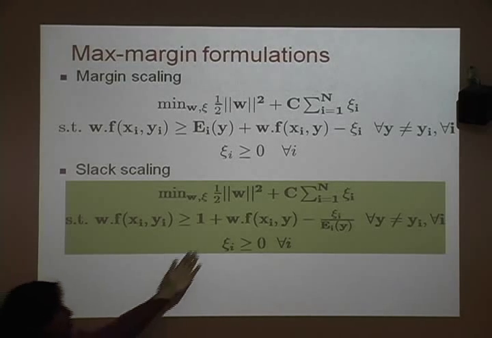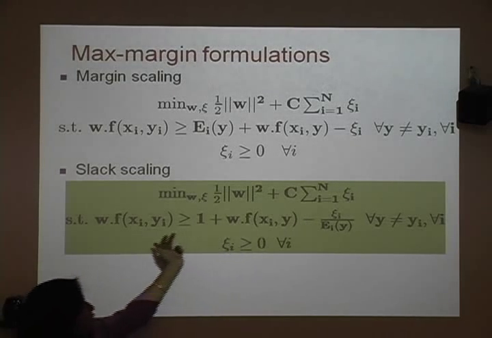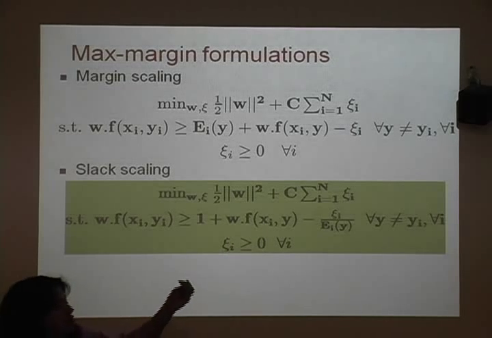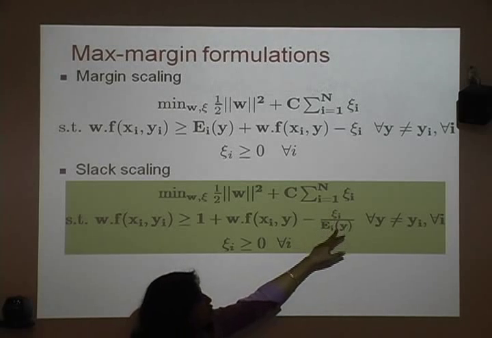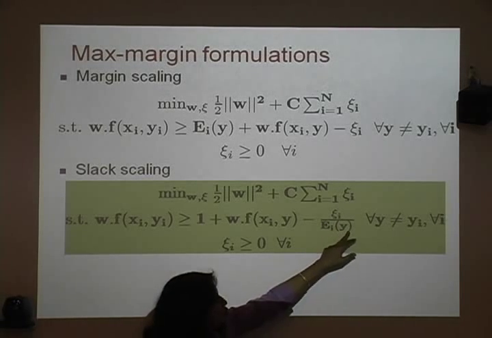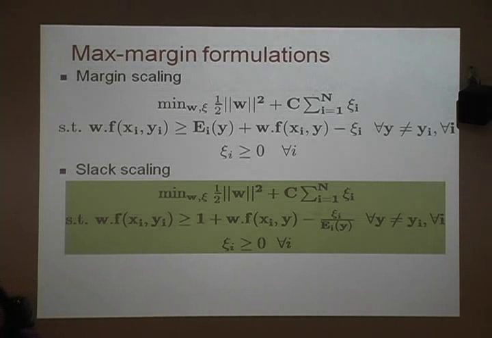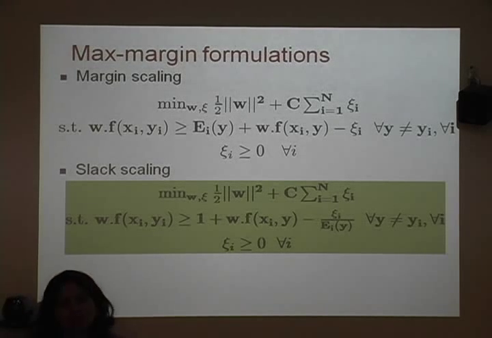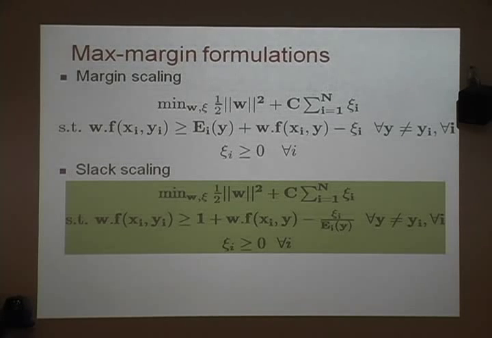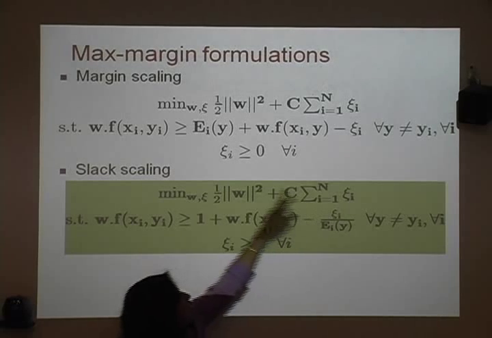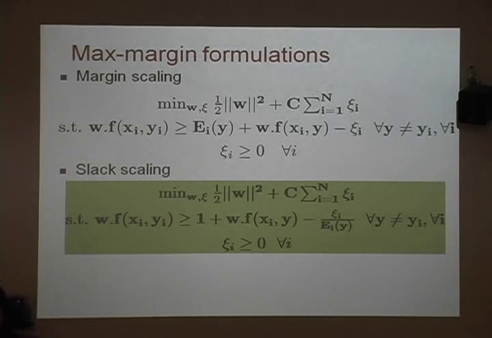But then, since you will not be able to meet this requirement exactly, you allow for soft slackness, and this slack variable is penalized in proportion to the error. This makes sure that if some incorrect y gets within this margin of 1, you add a penalty which is proportional to the error of that incorrect y. So here you are scaling the slack variable, the psi i, instead of scaling the margin, which is what you do in the first case.